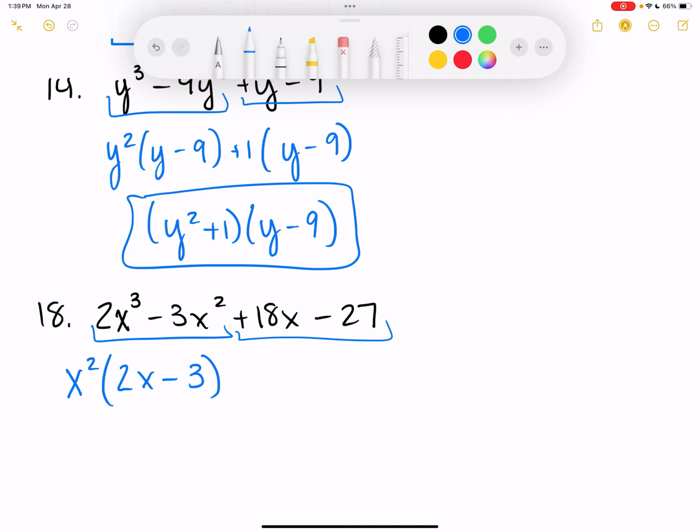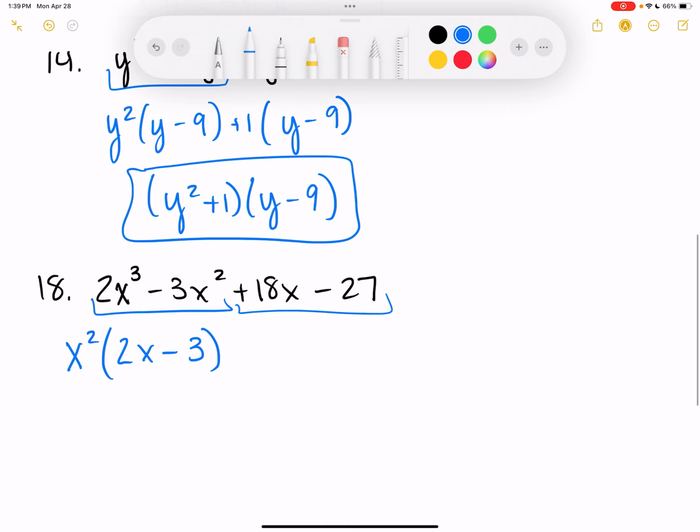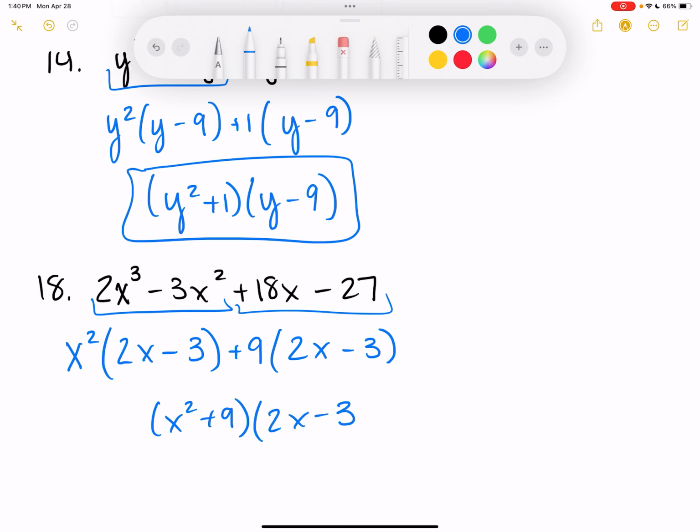Now what can I take out of this grouping? 3. Can I take something more than that out? 9. So I want to take out the biggest thing possible. So I'm taking out a 9. That leaves me with 2x minus 3. And again, if you had just taken out the 3, you would have seen these didn't match, so you'd have to take something else out. If you have to do it twice, nothing wrong with that either. So now that they match, I've got x squared plus 9 times 2x minus 3.